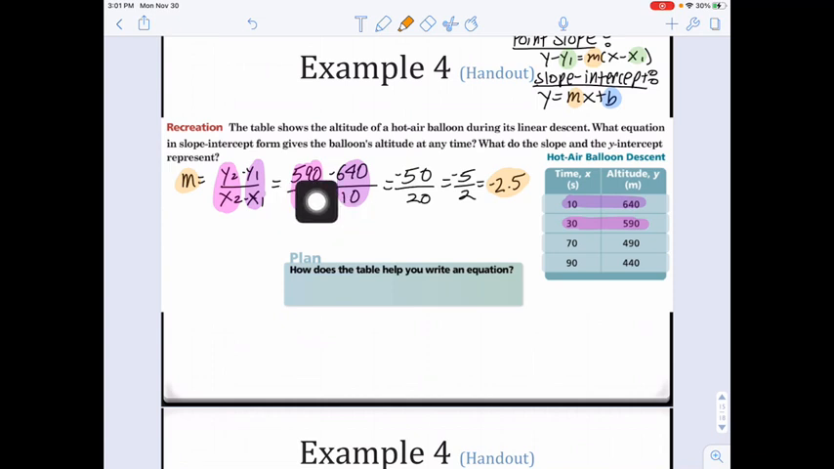If you subtract 590 minus 640, you get negative 50. 30 minus 10 gives you 20. If you simplify this, you get negative 5 over 2, which is the same as negative 2.5. So our slope is negative 2.5.